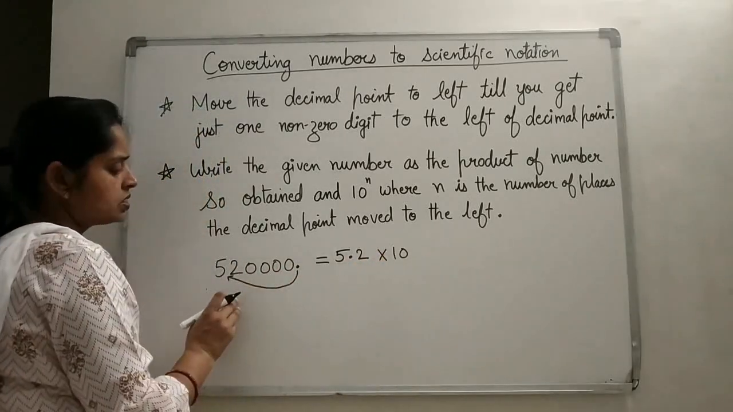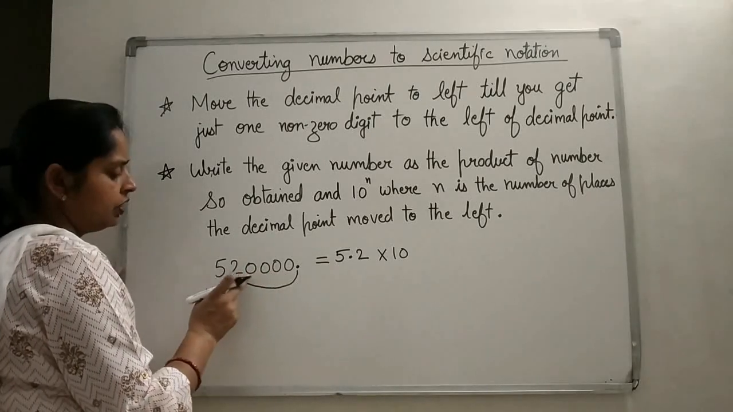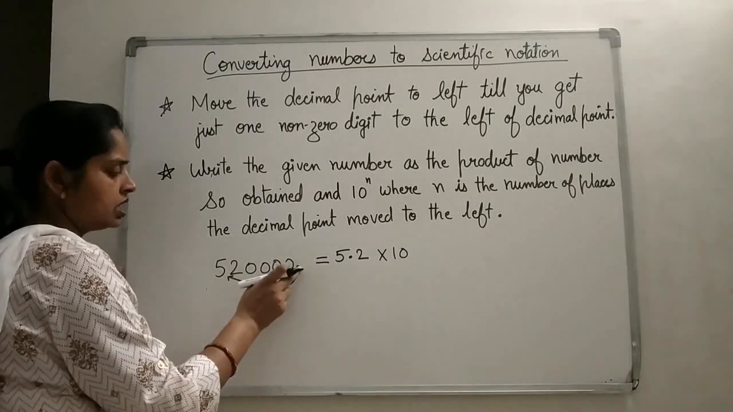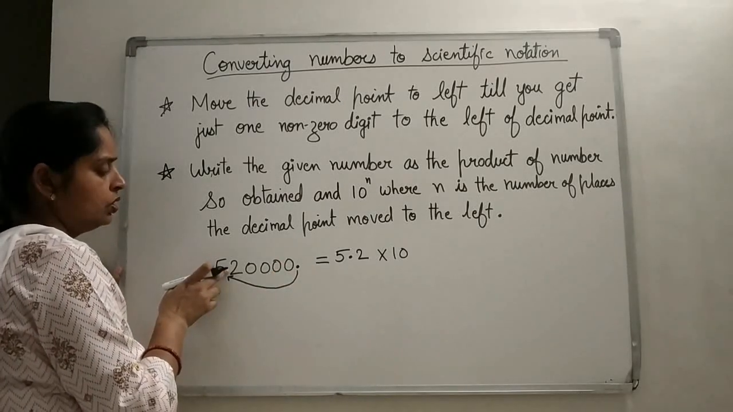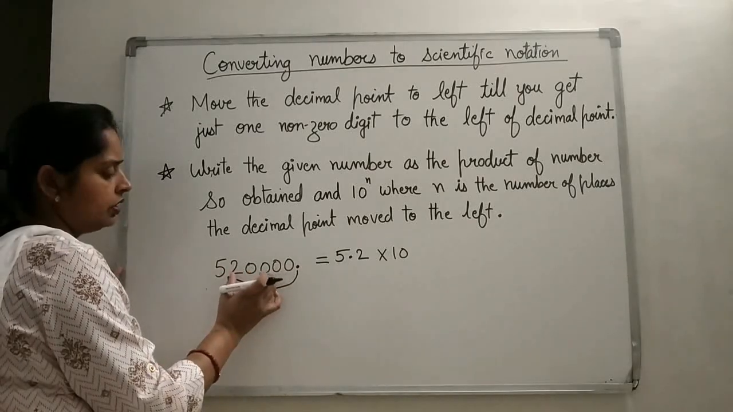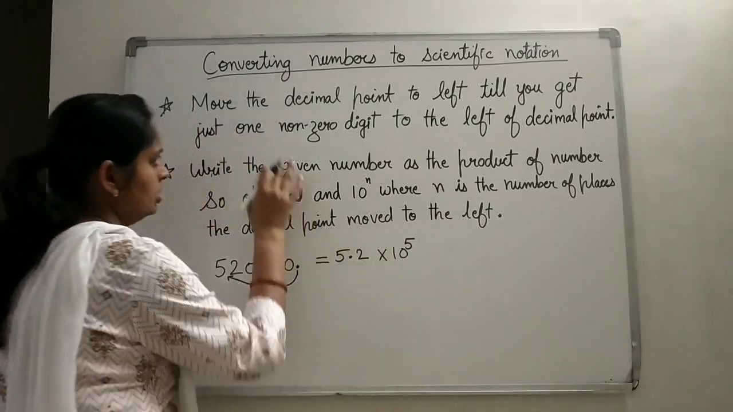How many movements has the decimal point done? 1, 2, 3, 4, 5. Five movements, because the decimal was here and now it is here, between 5 and 2. So between the two decimal places, how many places do we have? 5. So the power will be 5.